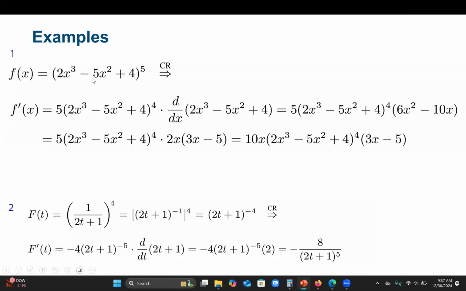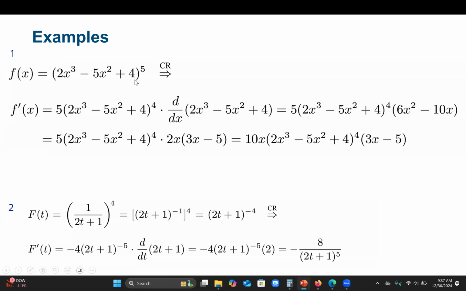So the chain rule means we are going to use the power rule to find the derivative of (2x cubed minus 5x squared plus 4) to the power 5. Then we find the derivative of 2x cubed minus 5x squared plus 4 and multiply both together. So this will be the solution here.